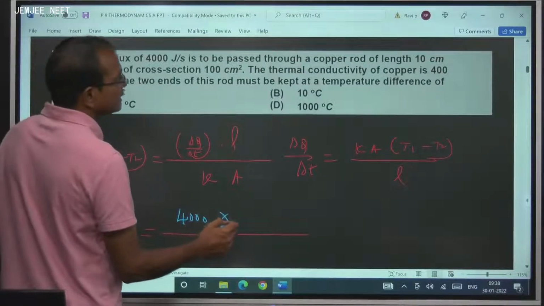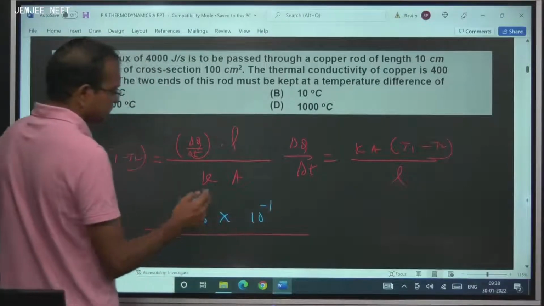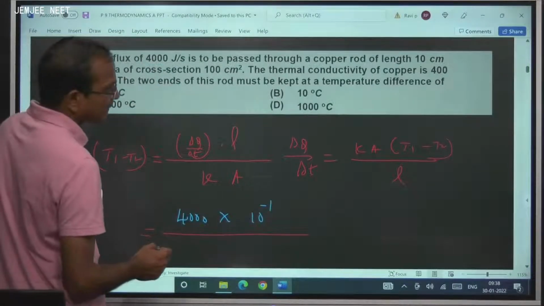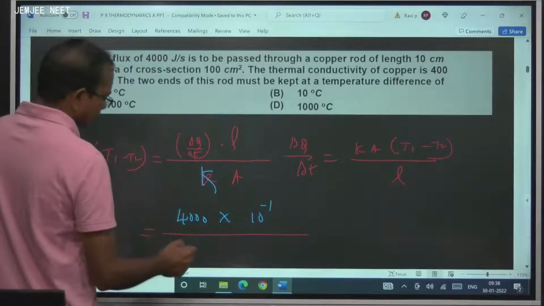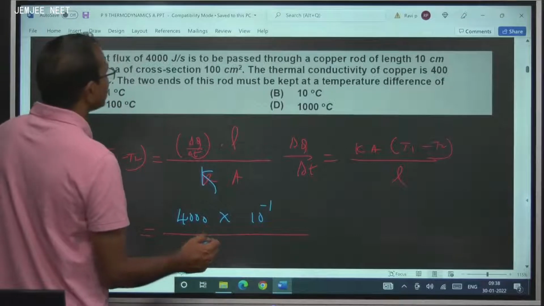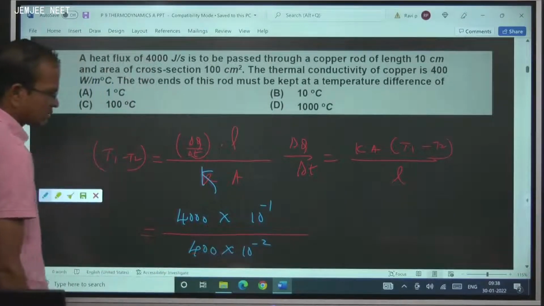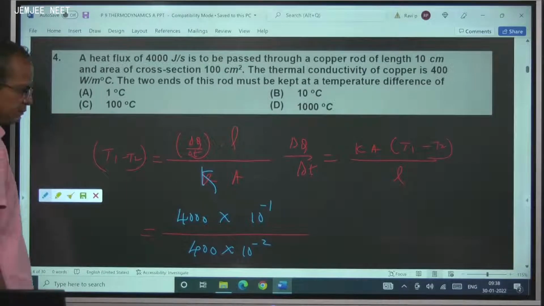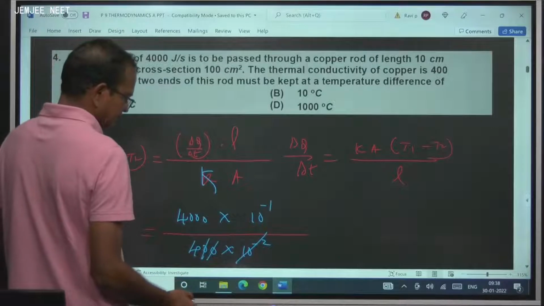It is in joules, right? What is the length? 10 centimeter, which is 10 power minus 1. Then the K value. What K value is given? 400. A value is 10 power minus 2. That's all. See what answer you get. 100, sir. That's what, 100 is the answer.